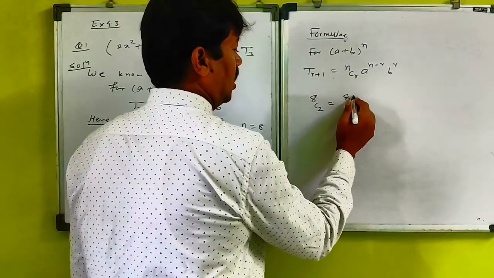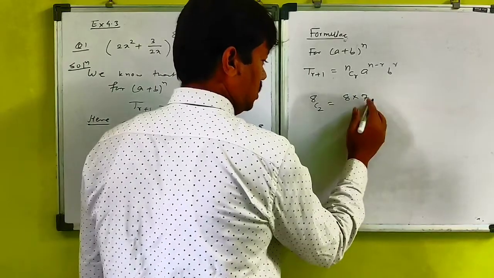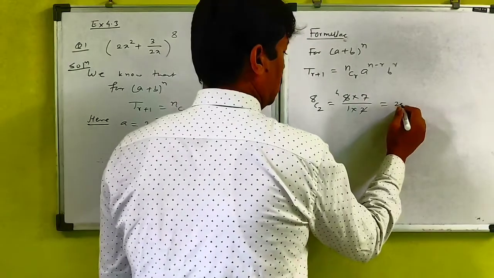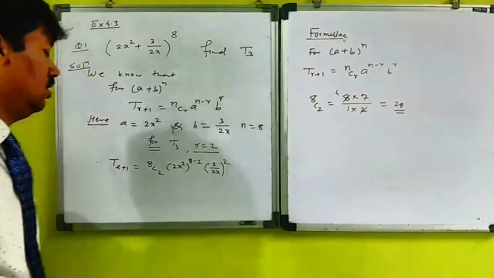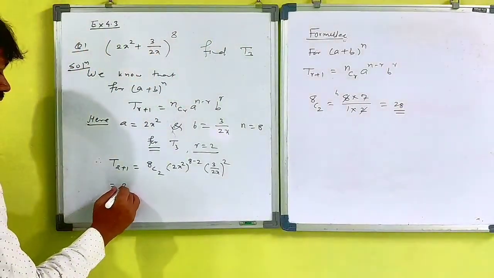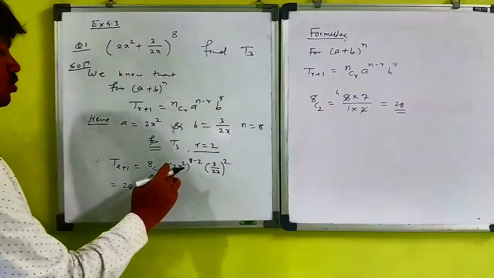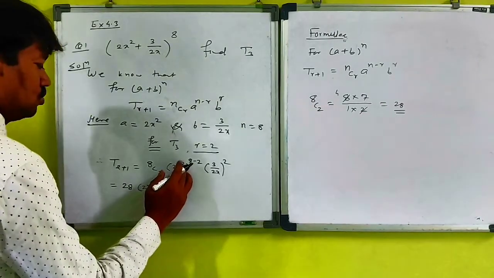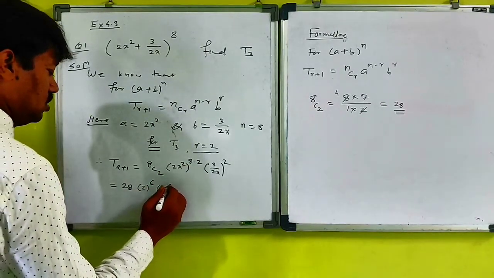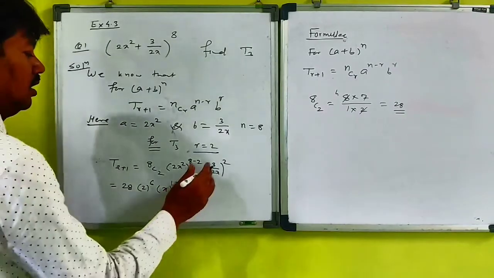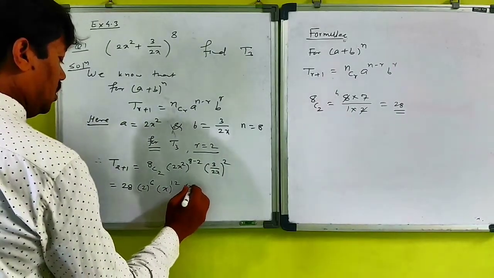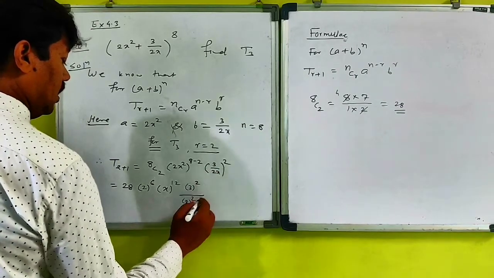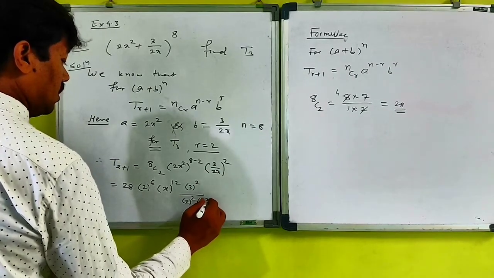8C2 is 8 into 7, that is 2 terms, you have to go backward, then 1 into 2. That is cancelled. So it is 28. So 8C2 value is 28. And then it is 2 raised to 6, x raised to 2 raised to 6, so that is x raised to 12. And here 3 square, 2 square, and that is x square.